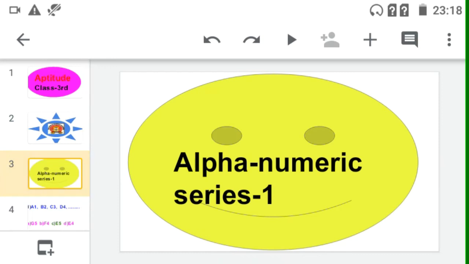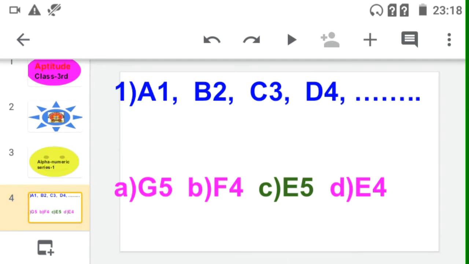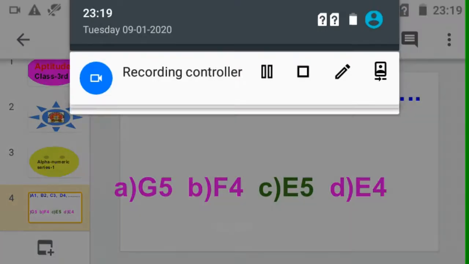Alphanumerical series. First question: tick the right answer option which comes in the next problem set. See, in that question there is a series. So in that series, we have to choose the correct option from the options.